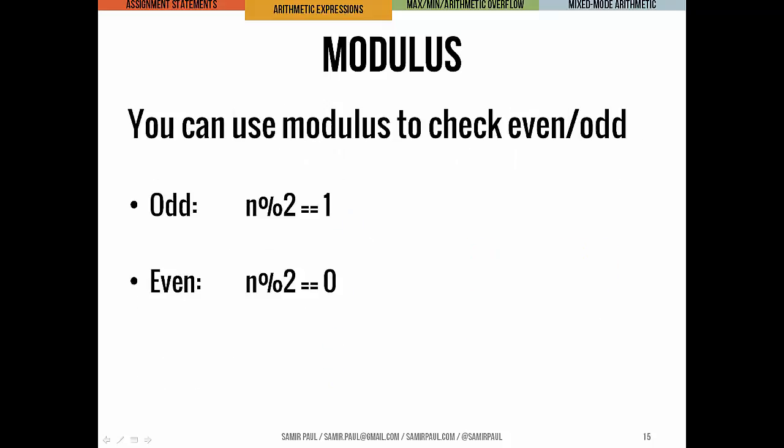Now, one tricky thing you can do is use modulus to check whether a number is even or odd. So if you mod a number by 2 and what you get back is 0, well, you know you have an even number. And if you mod a number by 2 and you get 1, you know you've got an odd number. 7 mod 2 is 1, 8 mod 2 is 0, 9 mod 2 is 1, 10 mod 2 is 0, 11 mod 2 is 1, 12 mod 2 is 0, and so on. That's a nice little trick.